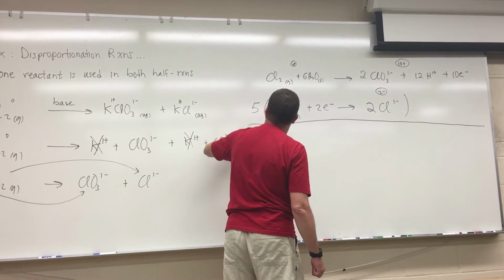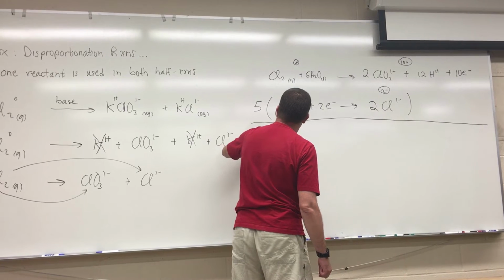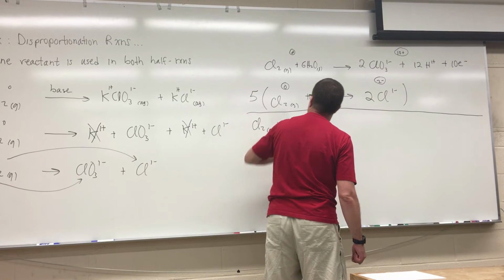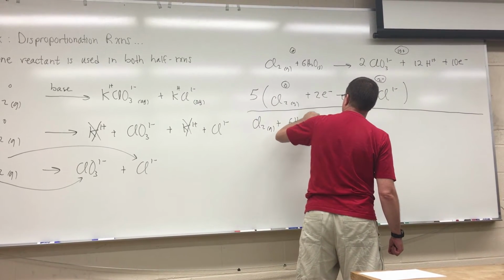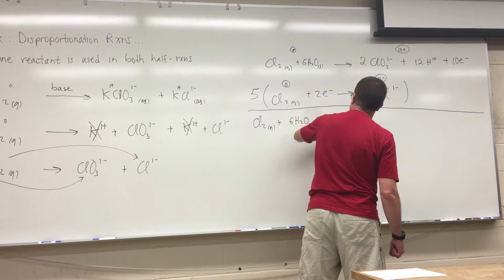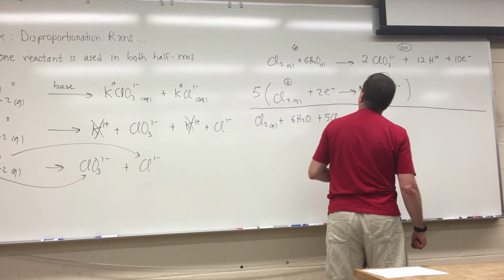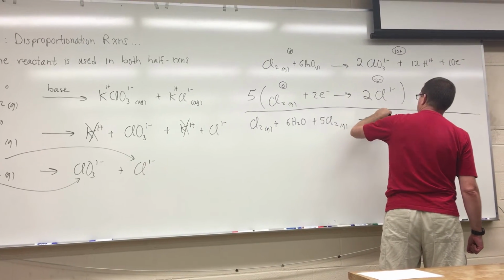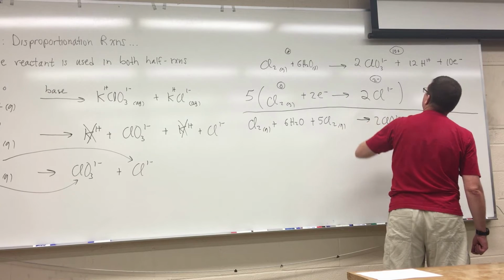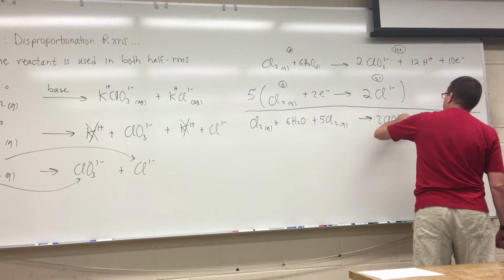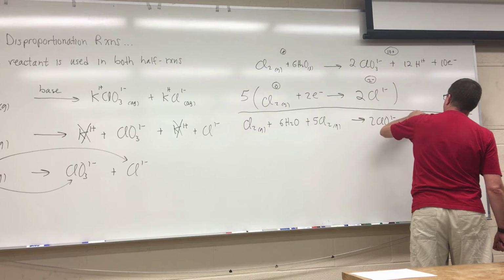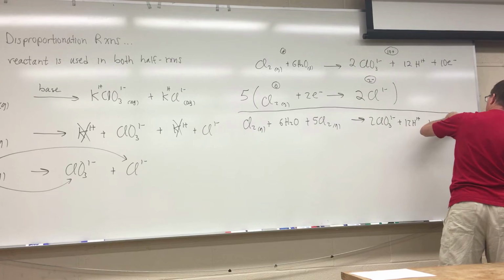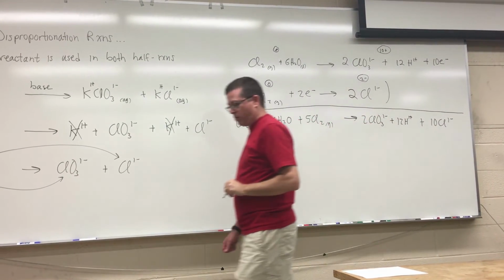All right, so starting at the top, I've got Cl2 gas. I got 6 waters. And then I've got 5 Cl2s here. It's also gas. All right, on the other side of the arrow, I've got 2 chlorates. All right, I've got 12 hydrogen ions. And I've got 10 chlorides. All right, so let's make sure we got that right.